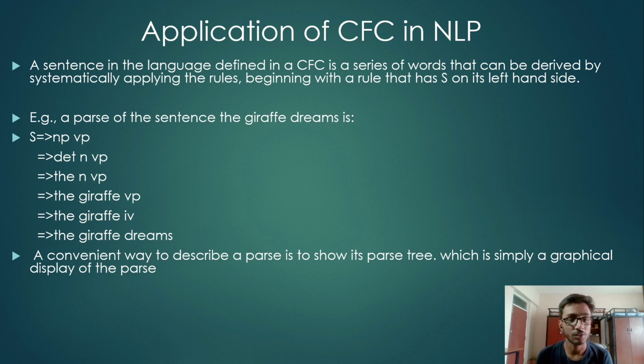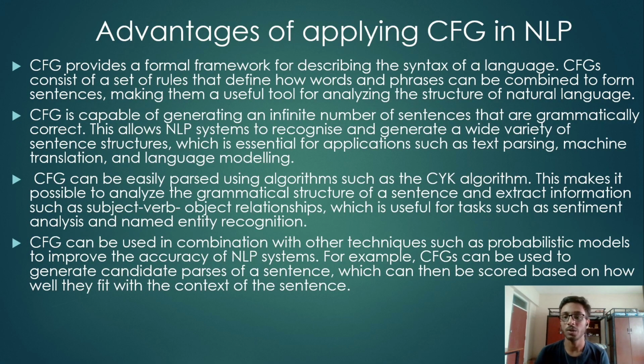For example, in a parse of the sentence, the giraffe dreams, S is defined by NP VP, noun phrase, verb phrase. Noun phrase is split into determiner and noun, and VP. The is the determiner, giraffe is a noun. The verb phrase here is an intransitive verb, which is dreams. That's how we get the giraffe dreams. A convenient way to describe a parse is to show its parse tree, which is simply a graphical display of the parse. Advantages of applying CFGs in NLP.